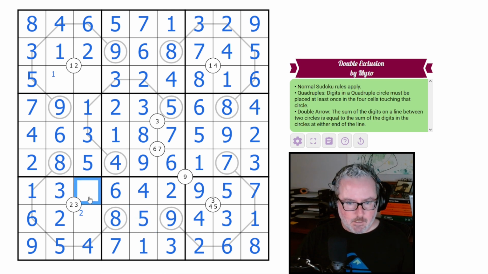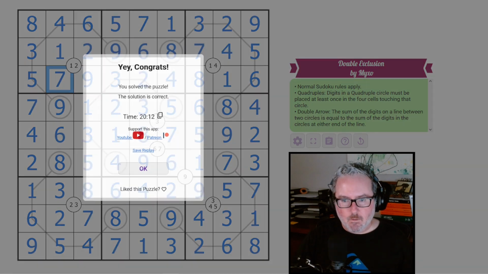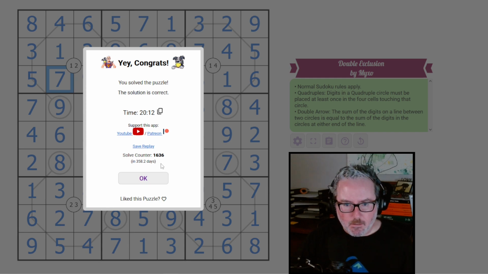And now it's just fill in the blanks. So this is 8. This is 7. This is, what is left over? 7 and 9, right? So this is 9. This is 7. There we go. Cool. Yay. You solved the puzzle. Solution is correct. 20 minutes.